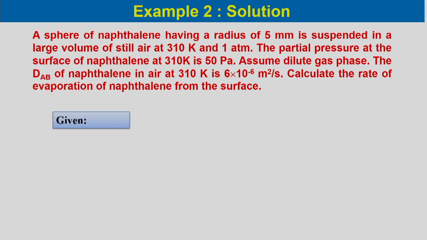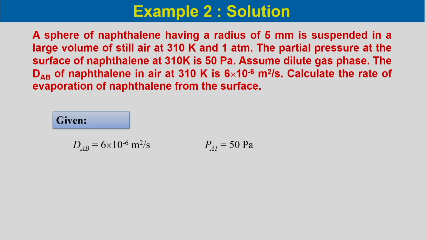So, what are the parameters given? Let us note them down. DAB, the diffusion coefficient of naphthalene into air, which is component B, is equal to 6 into 10 to the power minus 6 meter square per second.